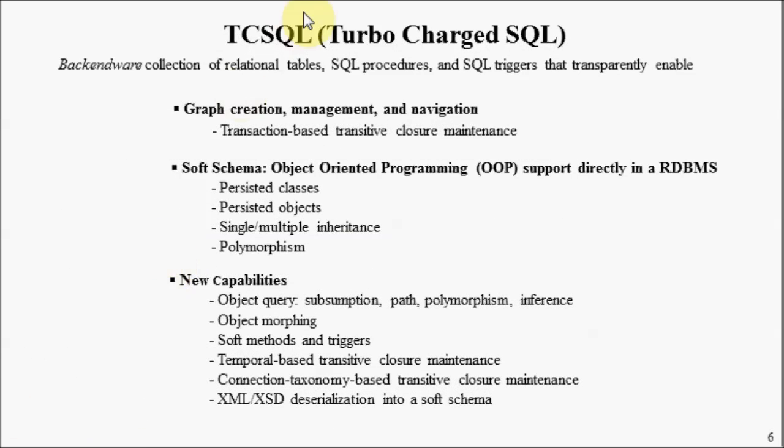This technology called TCSQL is a new kind of technology featuring the following capabilities. First of all, it features the ability to do graph management. In particular, the maintenance of this thing called transitive closure. It features the notion of something called soft schema, which provides the ability to support object-oriented programming directly in a relational database system, complete with notions of classes and objects and single and multiple inheritance and polymorphism, and a collection of other capabilities on top of these two basic capabilities.